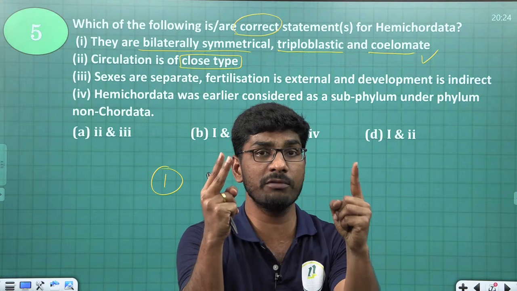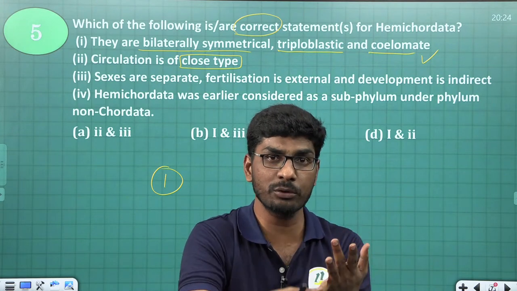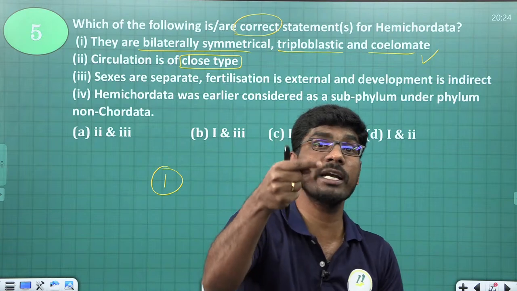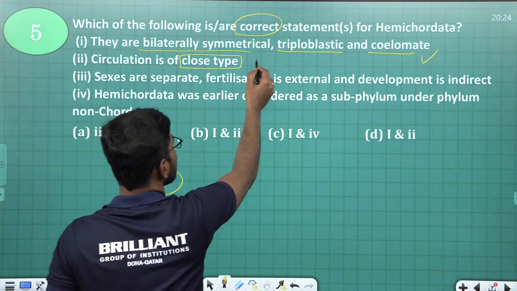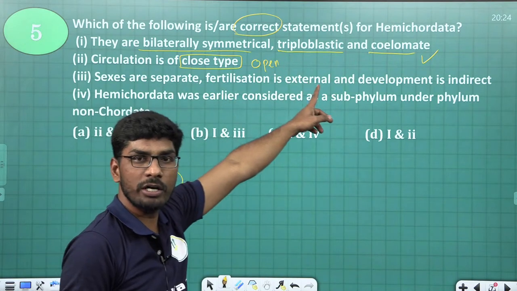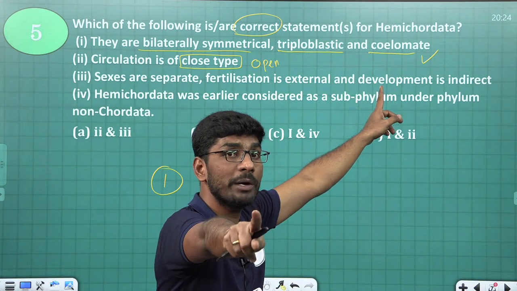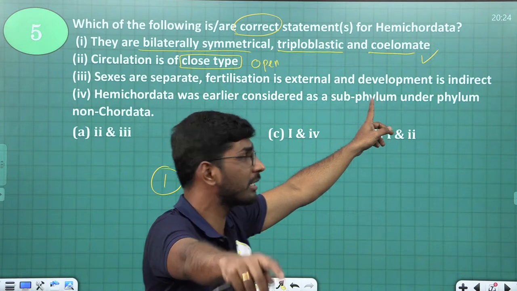Two phyla in invertebrata have open type of circulation. One is arthropoda, one is hemichordata. I said yes and very good. So this statement is wrong. It is actually open type of circulation. Along with hemichordata, arthropoda also has open type of circulation. Mark my word, every word is very, very important, beta, for the NEET.